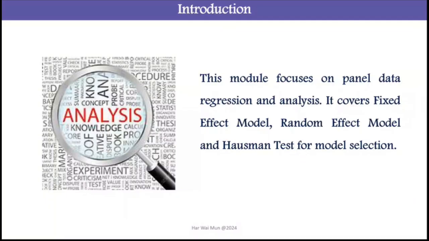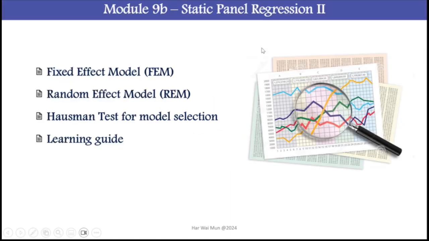So we will focus on this one. If you add together the pooled OLS, the fixed effect model, which we call FEM, and the random effect model, which we call REM, after you run the three models, which one should you choose? Which one do you think is more suitable? Then we have a test and model selection. So therefore, we will do FEM, random effect, and then the Hausman test, and other learning material.